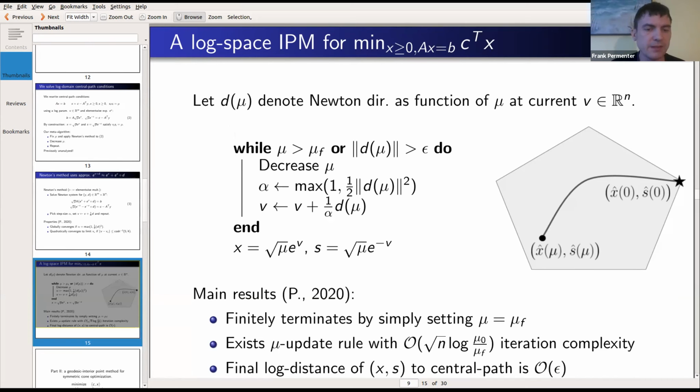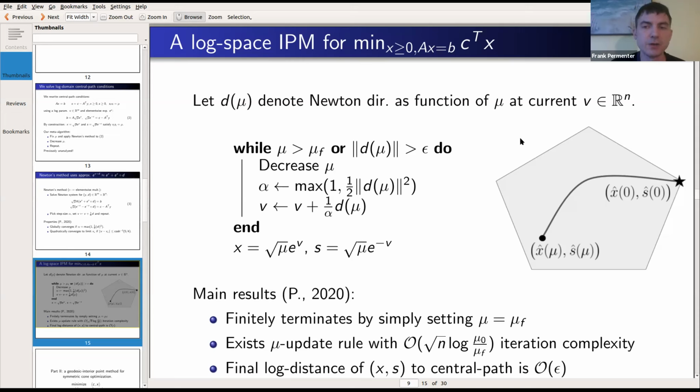Okay, of course we can do more than this. There exists a way of updating mu that has the following complexity guarantee. This mu update rule says that if I want to move from one point on the central path to another, the number of Newton steps, or rather the number of iterations I'll execute, is upper bounded by the log change in the centering parameter times the square root of n, where n is the number of linear inequalities in my linear program. In other words, this log space IPM meets the standard square root n bound for interior point methods. Finally, we have an error guarantee.